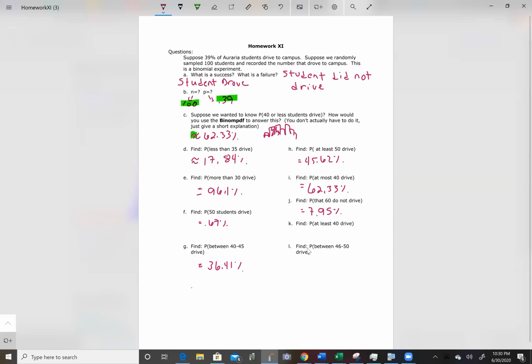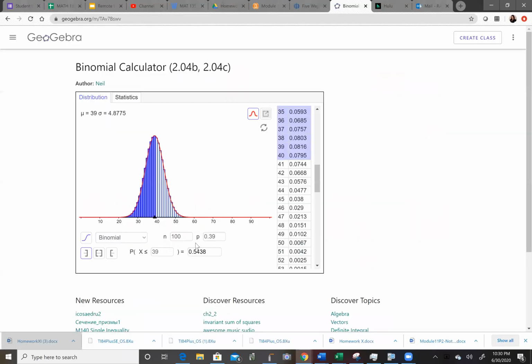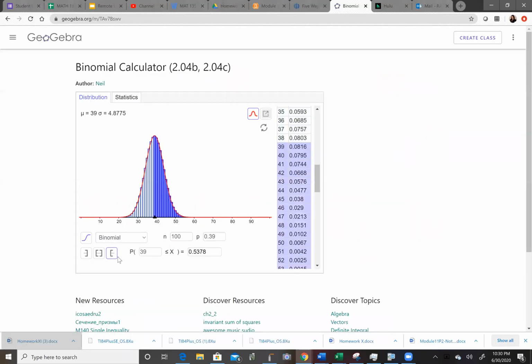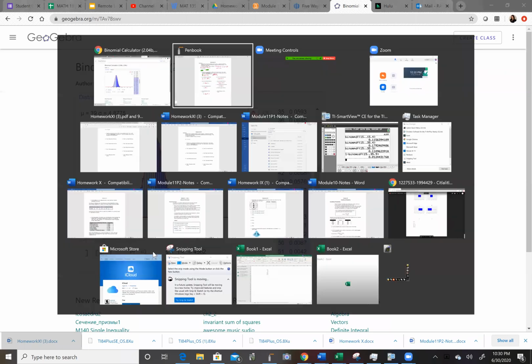Okay. And at least 40 students drove, so that's going to be 40 or more. So right-hand side, 40, so 45.62%.